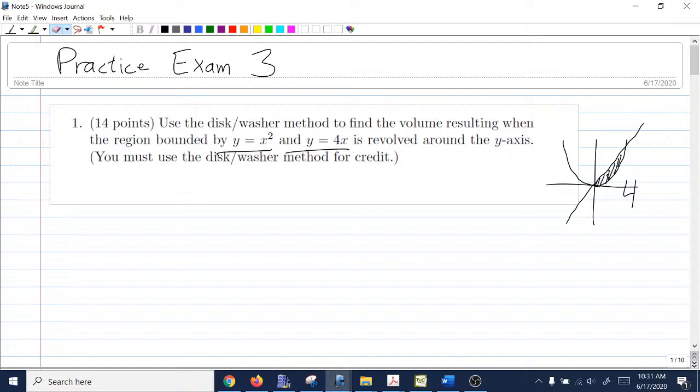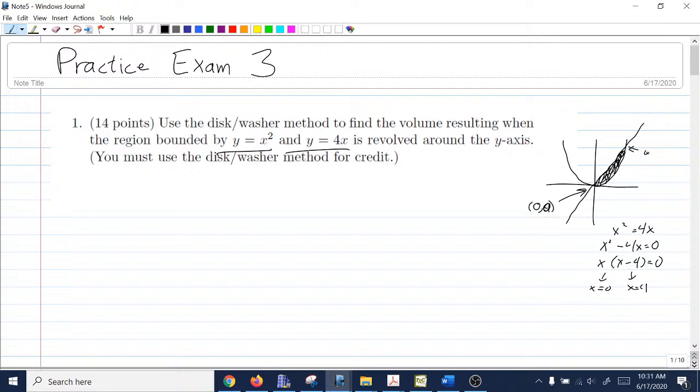I see they intersect at 0, 0, but if I didn't see that, I'd still be setting x squared equals 4x to find where they intersect. X squared minus 4x equals 0, that's x times x minus 4 equals 0. Those intersect at x equals 0 and x equals 4. So these are the points that I care about. This one is 0, 0. And this point is 4, 16, where 16 is 4 squared and is 4x.